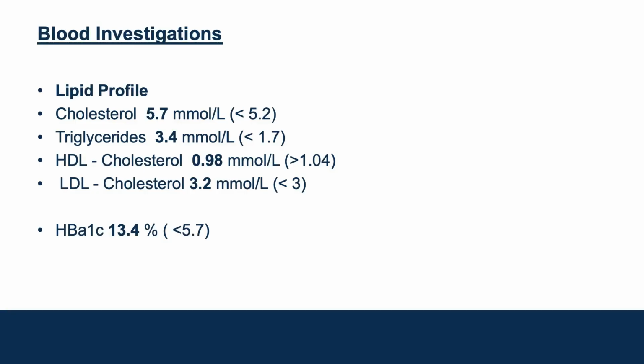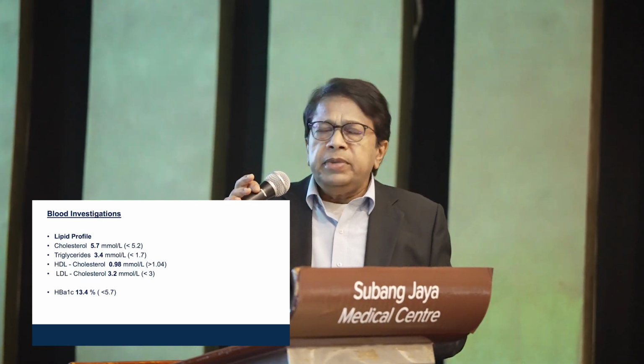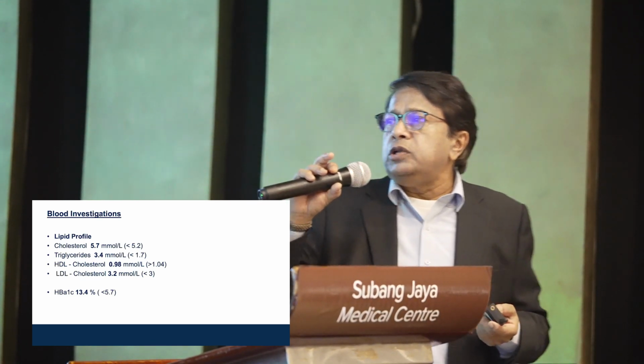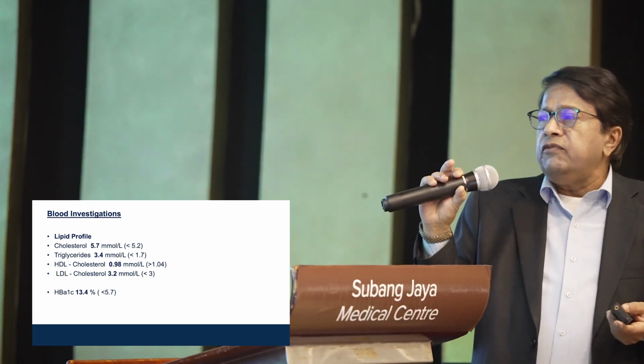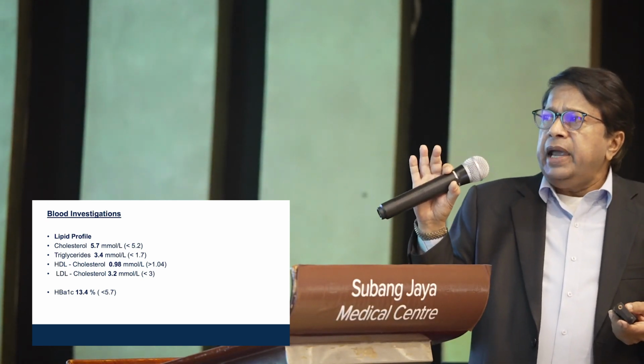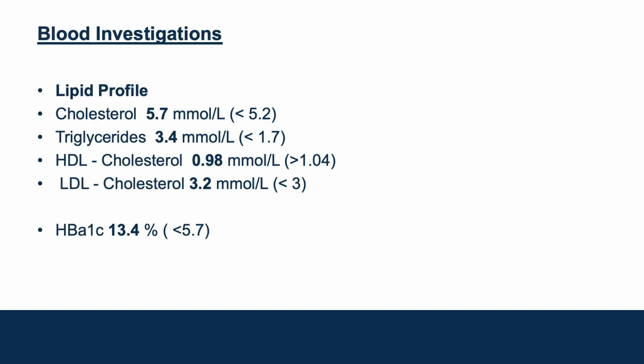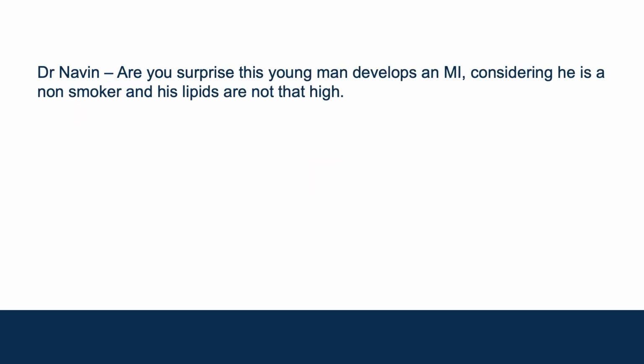Cholesterols, lipid profile: total cholesterol 5.7, HDL 0.98, pretty good, huh? LDL is 3.2, but look at this HbA1c, 13.4. So here we have a man who's got mildly elevated cholesterol levels, but a newly diagnosed diabetic. So this is the risk score, and he's also obese, okay? Are you surprised this young man develops an MI considering he is a non-smoker and his lipids are not high?